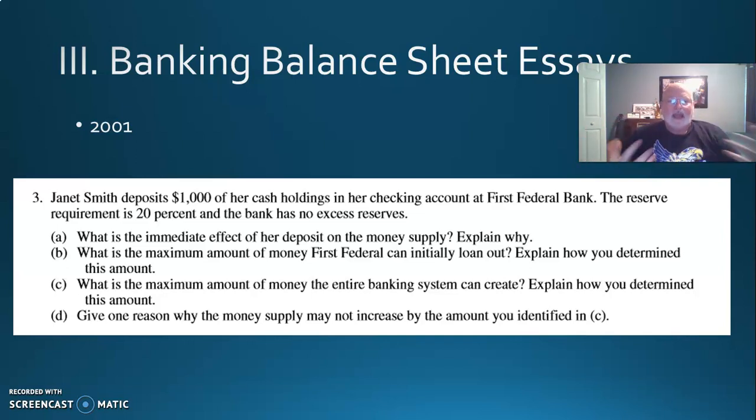You have a reason why it may not go up that much? Because people hold on to cash. Okay, let me explain that to you. What they're saying is, she puts $1,000 in, it can go up to $5,000. What's the reason it might not go up that much? Well, if they were to loan it to somebody and instead of putting it in their checking account, they put it in their pocket, it's not going to all get multiplied out. That's another thing that's quite common. Please be on the lookout.